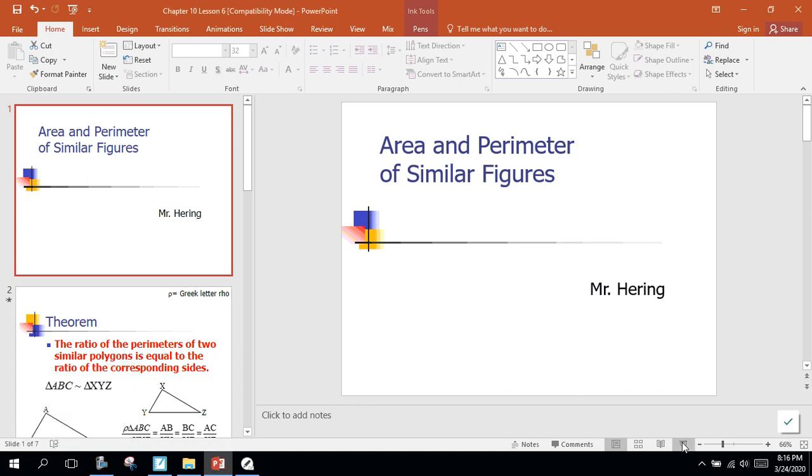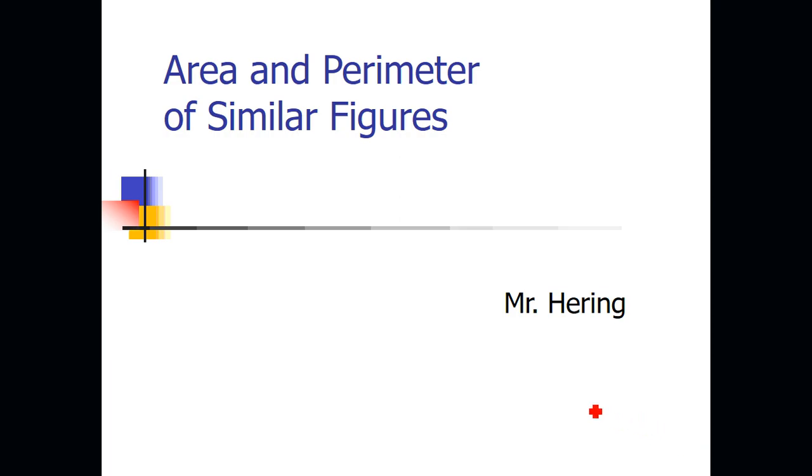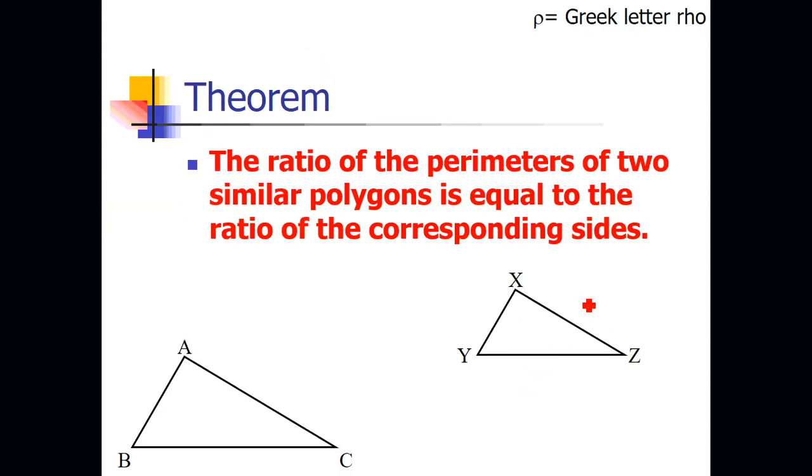In this lesson, we're going to talk about the area and perimeter of similar figures. And what we know here, first of all, from prior lessons, we've talked about the Greek letter rho. It looks like an italicized P and stands for perimeter. So whenever we see that from here on out, you're going to see the Greek letter rho, and you're going to read that as perimeter.